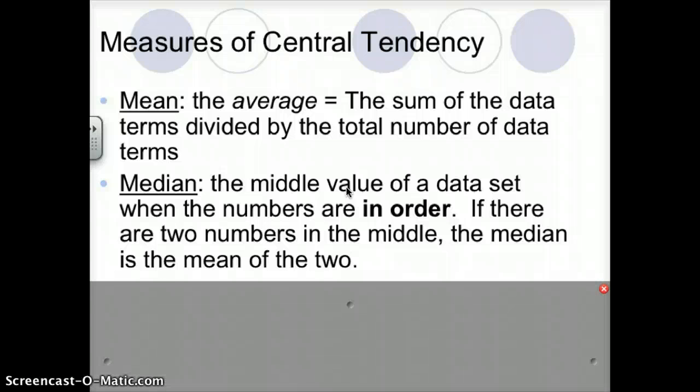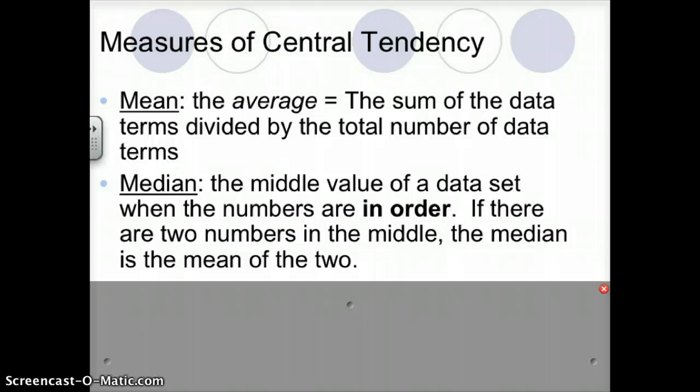The median is the middle value of a data set when the numbers are in order. So that means you have to put them in order from least to greatest, or greatest to least, and then take whatever number is in the middle. If there are two numbers in the middle, the median is the mean, or the average, of the two. So if you have two numbers like 10 and 11 that are both in the middle, 10.5 would be the median.